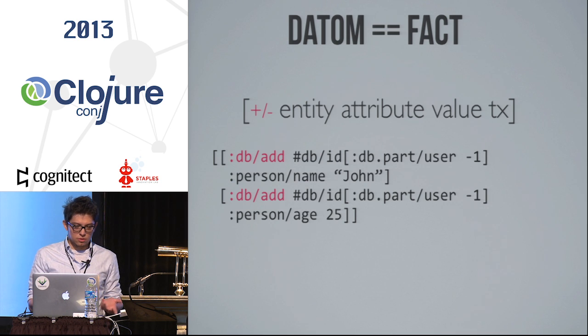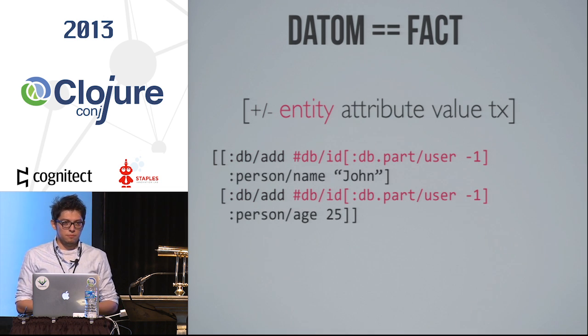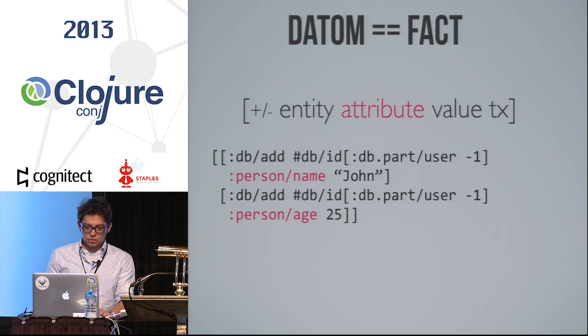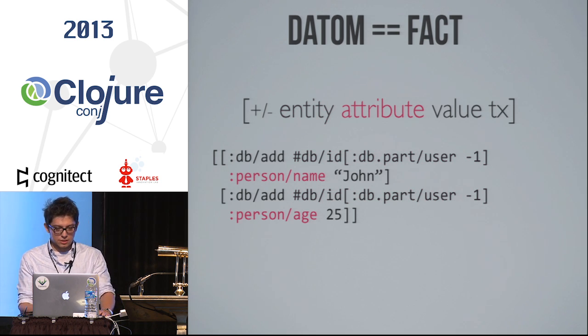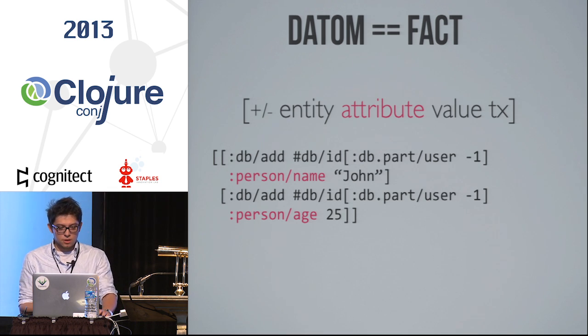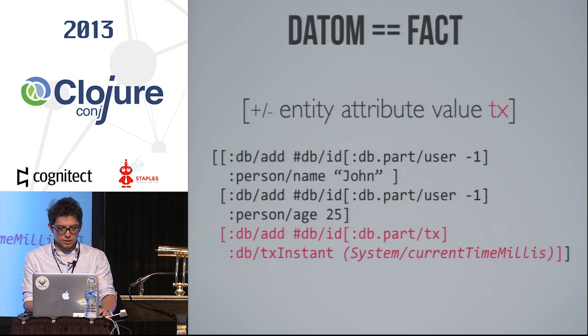So in this case, you can see that we can either add or retract facts, and we have to give an entity to the system, an attribute. In this case, we have an entity with an attribute called person name and person age, a value, and finally a transaction.